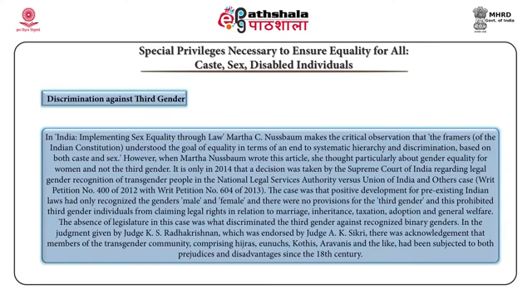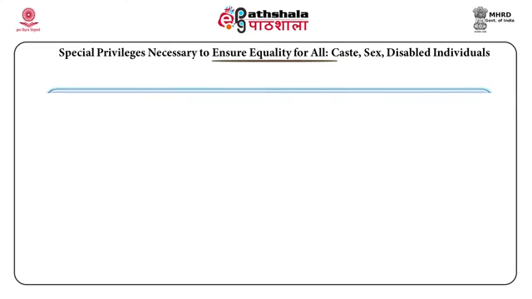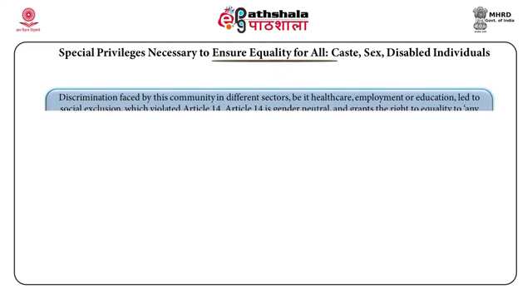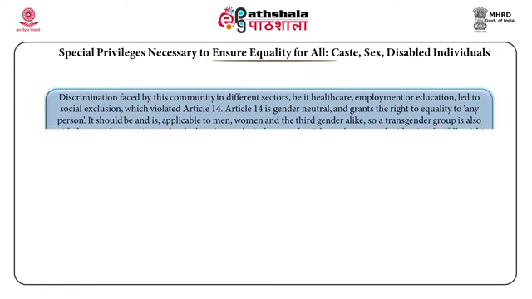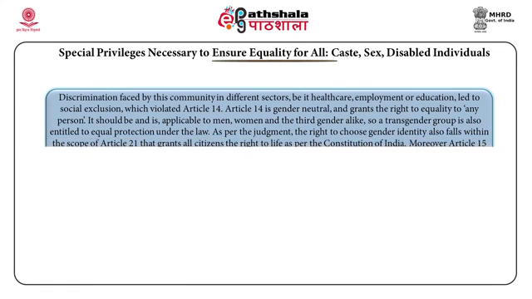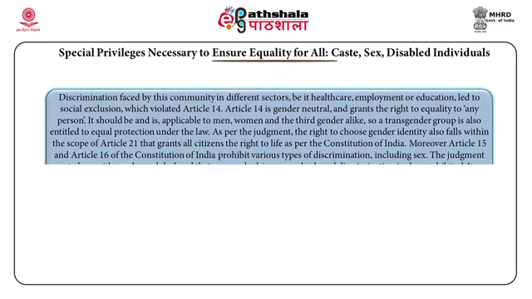In the judgment, again of Justice Radhakrishnan, which was endorsed by Justice Sikri and others, it was finally acknowledged that the transgender community, which comprised hijras, eunuchs, khotis, and the like, had been subjected to both prejudices and disadvantages, not in the recent past, but at least since the 18th century. Discrimination faced by this community in different sectors, be it healthcare, employment, or education, has led to social exclusion. Now this, according to the court, violated Article 14.